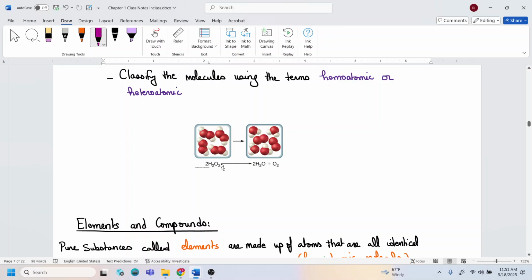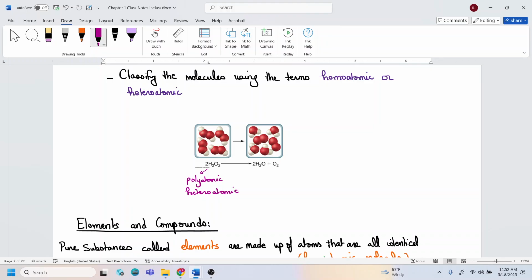To start with, the hydrogen peroxide is made up of two hydrogens and two oxygens, so this is actually four atoms. So we're going to call this polyatomic. Hydrogen peroxide is polyatomic. The atoms in the hydrogen peroxide are not the same, so this is considered to be heteroatomic as well.